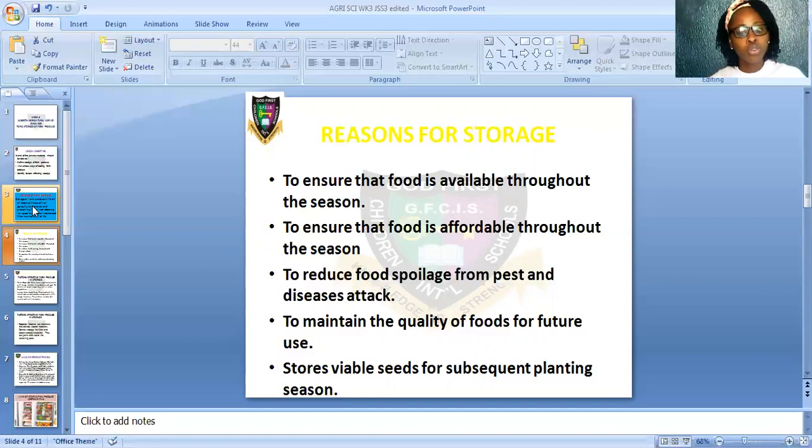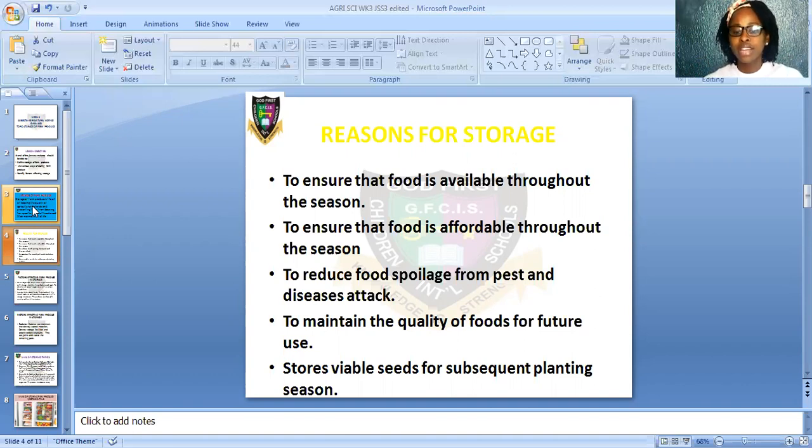Three, to reduce food spoilage from pests and diseases attack. We store agricultural farm produce to reduce spoilage from pests and diseases attack. Once it is too much and we don't know how to store it, it leads to spoilage, or pests and diseases will infect it and it gets contaminated.